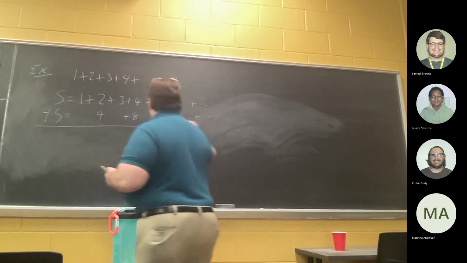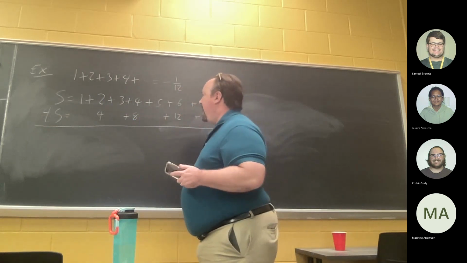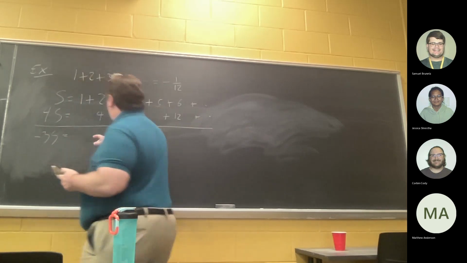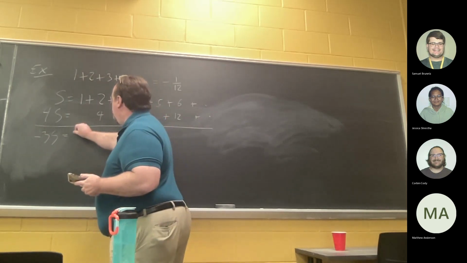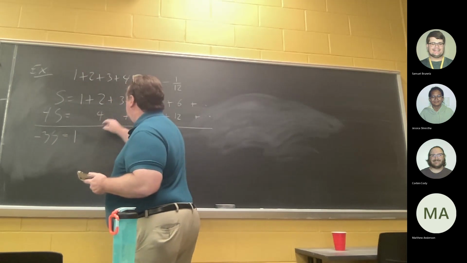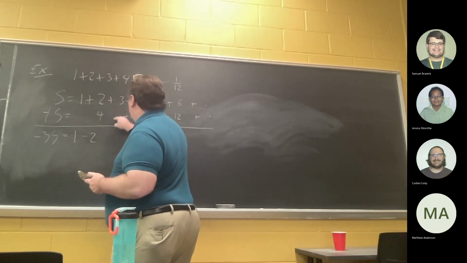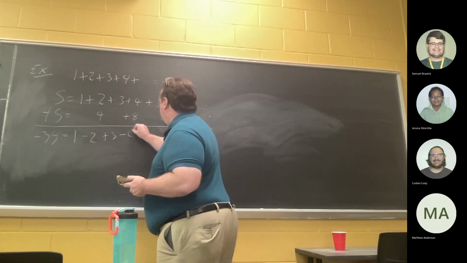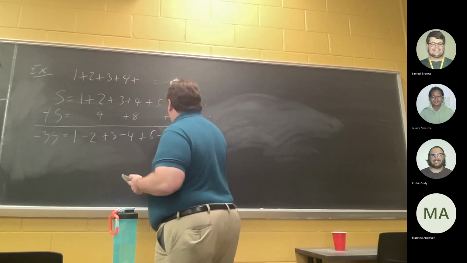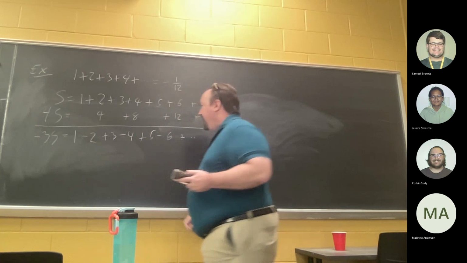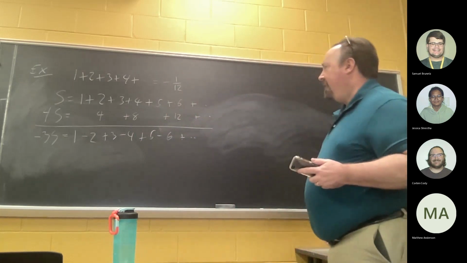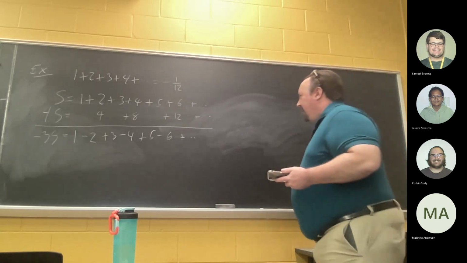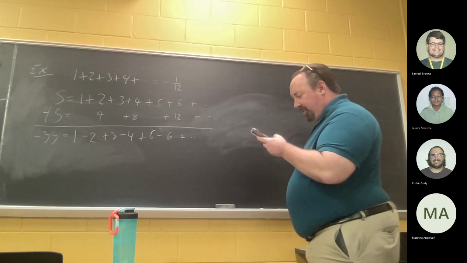Then I'll subtract. So on the left side, I'll have minus 3S. And then I'll have 1, and then 2 minus 4 would be minus 2. And then I get to 3. And then plus 4 minus 8, so minus 4. Plus 5 minus 6, and so on. So we get all the natural numbers again, except with alternating signs. This series would also be divergent, because the terms don't go to 0.